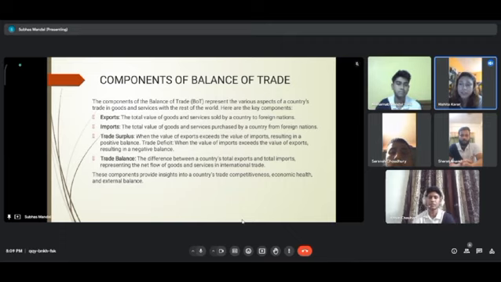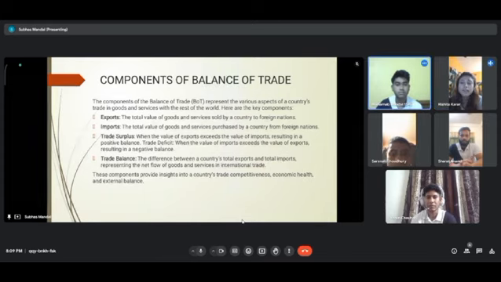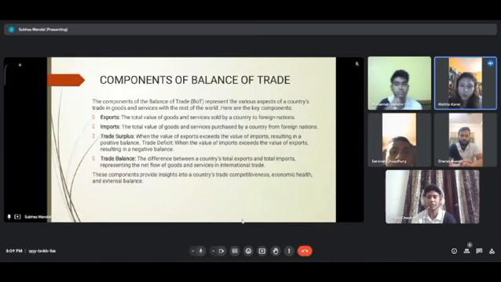Then we have trade deficit. When the value of imports exceeds the value of exports, it results in a negative balance. Then we have trade balance. It is the difference between the country's total exports and total imports, resulting in the net flow of goods and services in international trade. Now I'm going to let Saransh take over and speak about the rest of it.